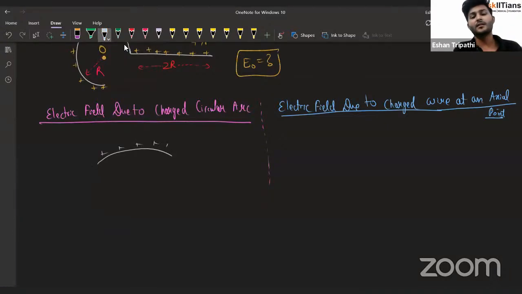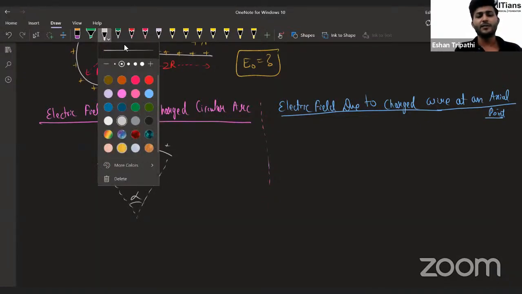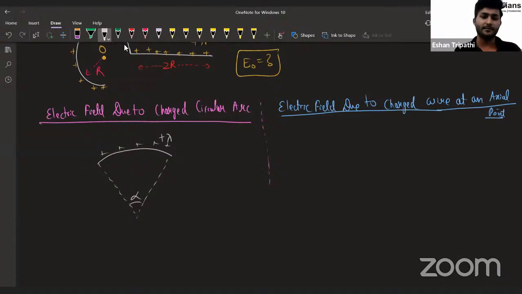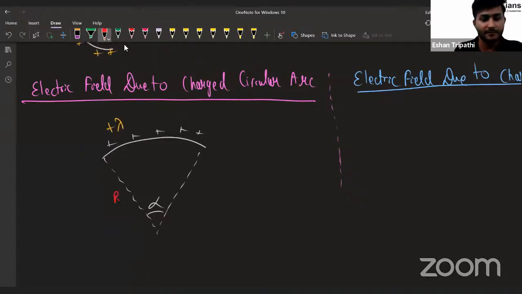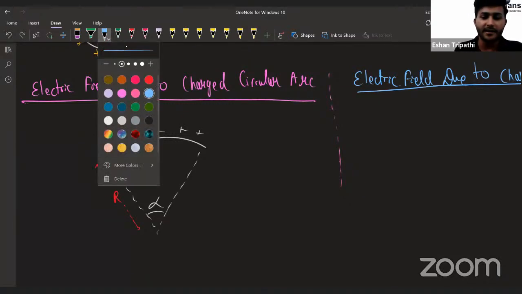Like we have the circular arc. Let's say it subtends an angle theta at the center. Remember this? This was covered in class also. This is the angle alpha. Charge per unit length is given as plus lambda. Okay, let me draw it properly now. The radius of this ring is given as capital R. And you are supposed to find the electric field at its center.